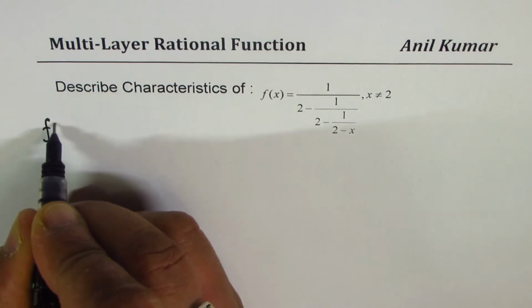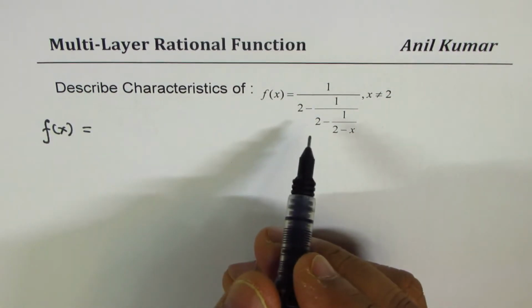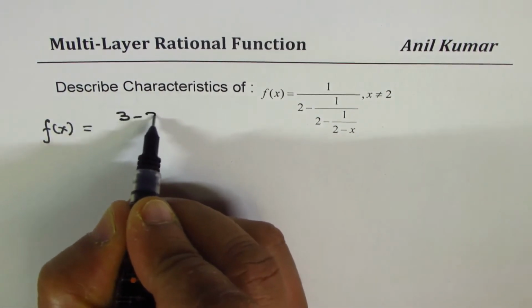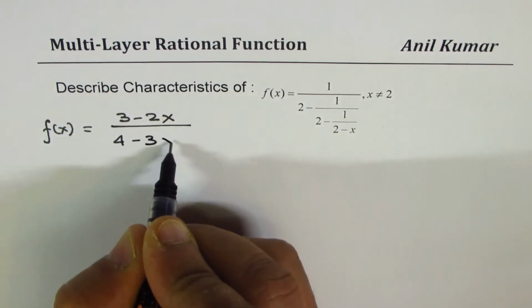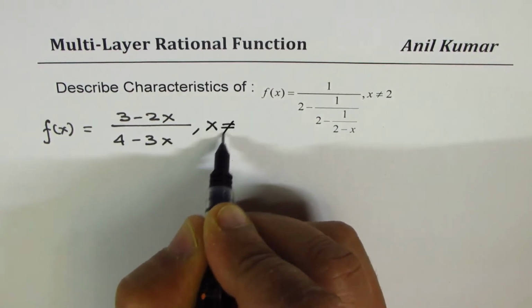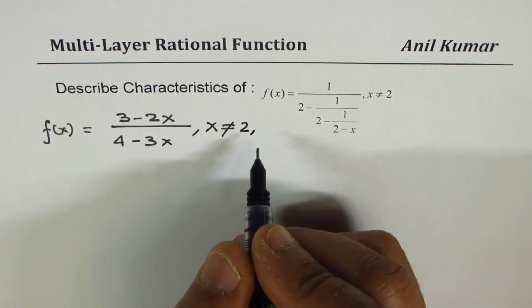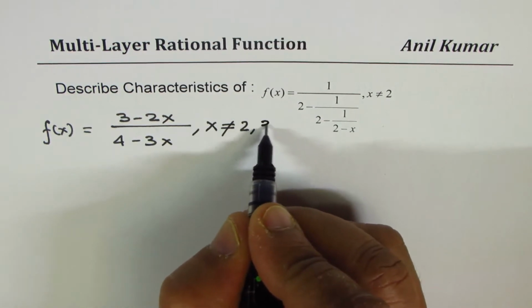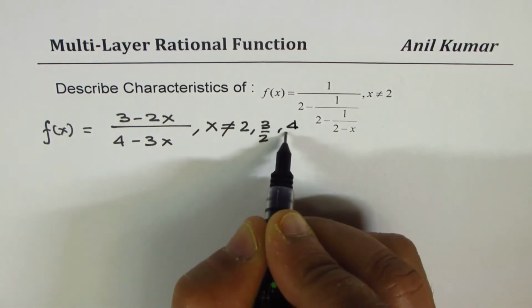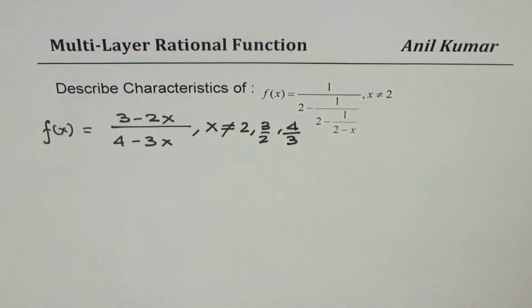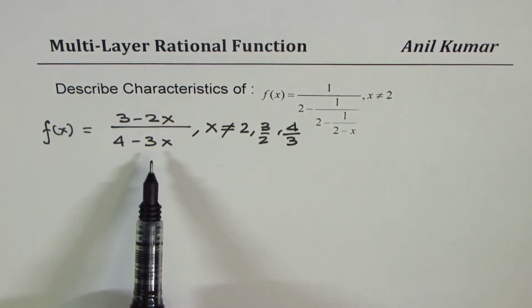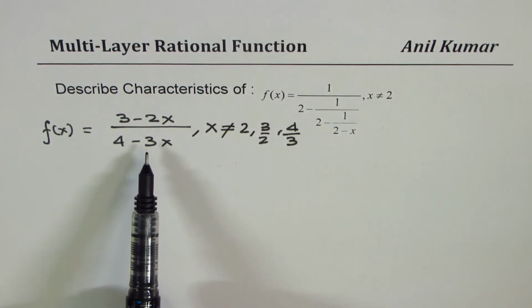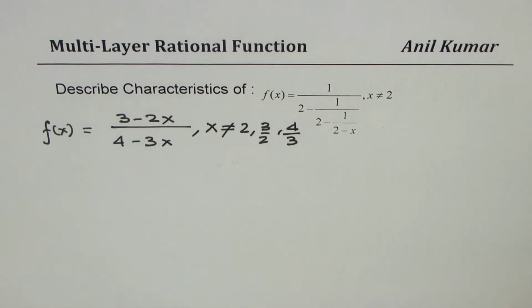So we just found that f of x could be written as (3 minus 2x) divided by (4 minus 3x), where x is not equal to 2, x is not equal to 3 over 2, and x is not equal to 4 over 3. Perfect. So these are all the restrictions. Now at the end, we get this particular expression. Let's try to write down the characteristics of this function.